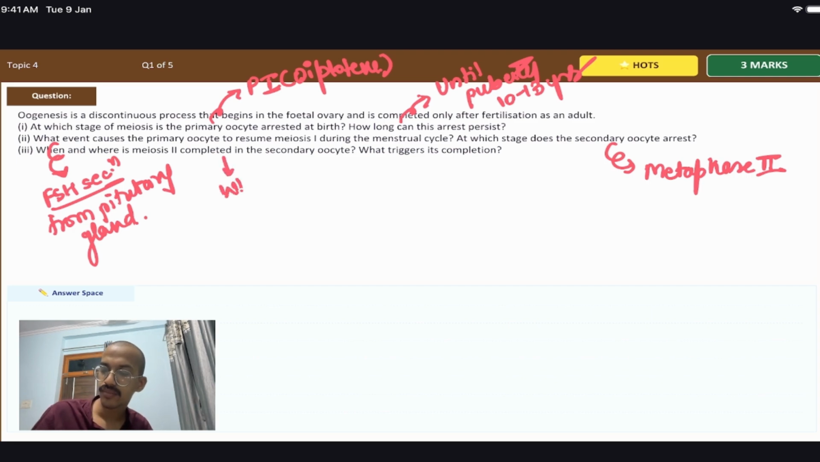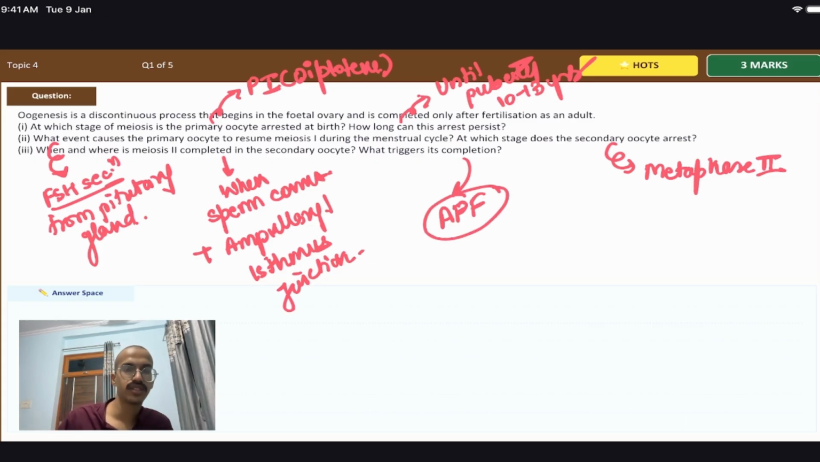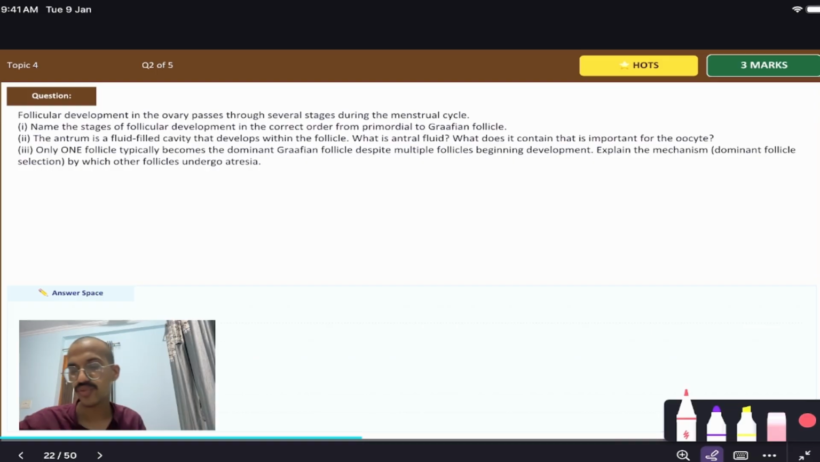When sperm comes, and where: it is the ampullary isthmus junction. Next, what triggers this completion? Anaphase promoting factors. It promotes it. Okay, moving on to the next one.